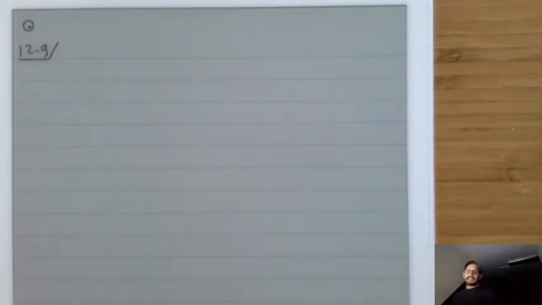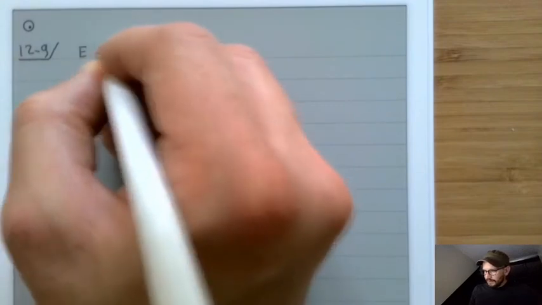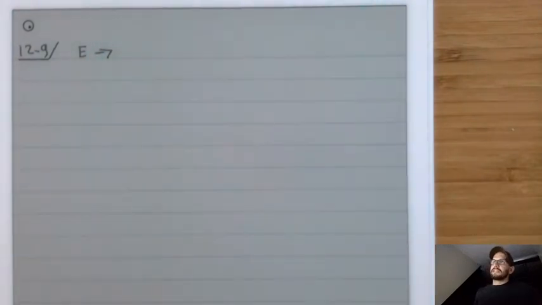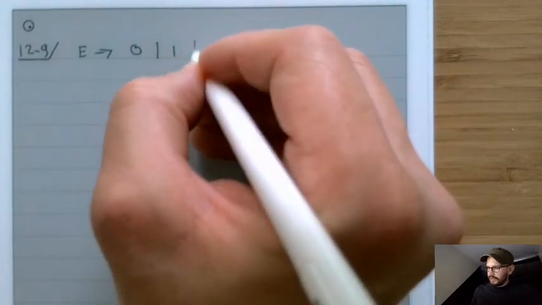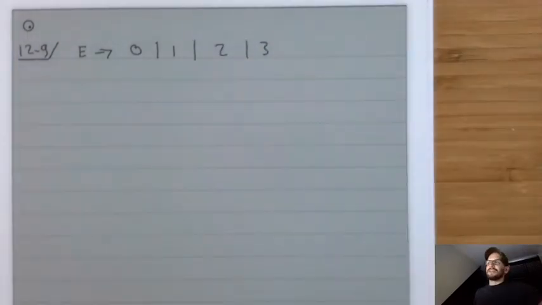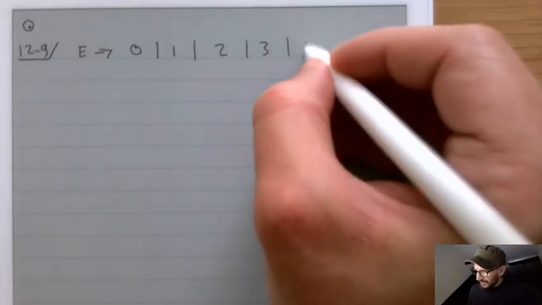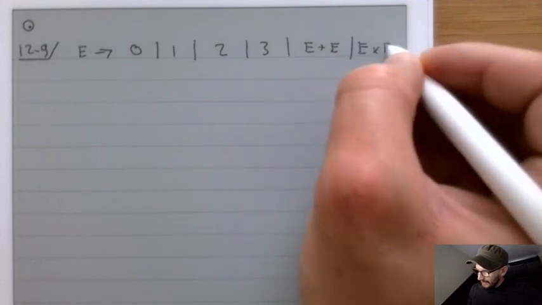So let's look at an example context-free grammar for something like math. We'll have our start state called E, and let's have our grammar contain 0, 1, 2, 3. Let's just leave it at that. Who needs more numbers than those? And then also let's have E plus E and E times E.